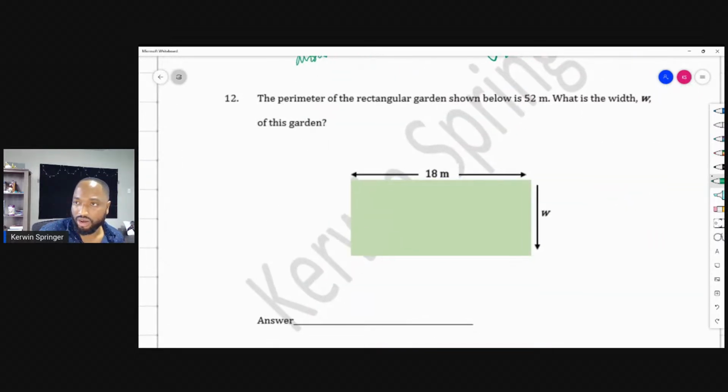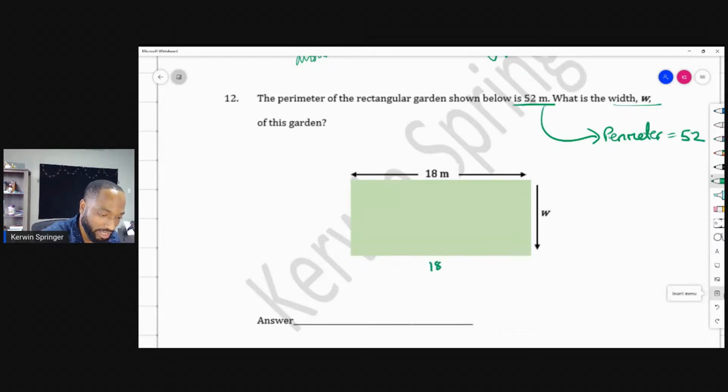The perimeter of the rectangular garden shown below is 52, is the entire perimeter. So the perimeter is 52. What is the width of this garden? Okay, well, we know this is 18 as well, because on a rectangle we have two pairs of parallel sides that are equal to each other, right? We have 90 degrees there and stuff.